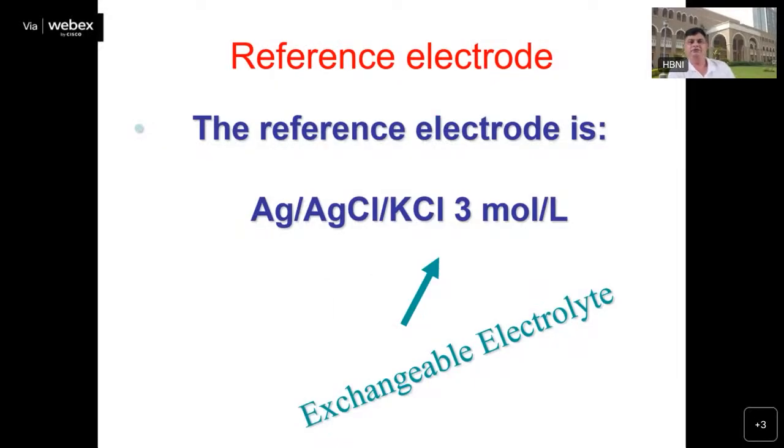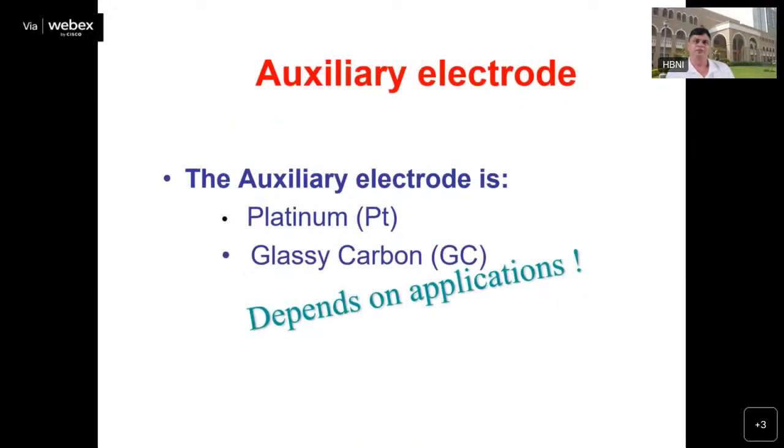So the reference electrode is nothing but silver chloride and potassium chloride, having a concentration of 3 moles per liter. And the auxiliary electrode in general is either platinum or glassy carbon. Whether we have platinum or glassy carbon depends on the application, what kind of analysis we are going to do. Depending on that, we can have either platinum or glassy carbon electrodes.